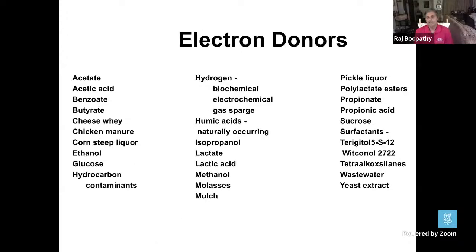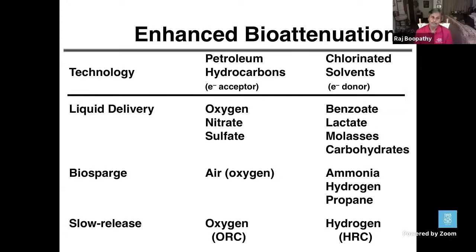So here is a variety of donors commonly used, anywhere from acetate to molasses to a lot of different compounds like cheese whey, chicken manure, corn steep liquor could be used. And then you can use some fine chemicals, depending on how expensive or how cheap you want to make your cleanup process. So there are a lot of electron donors commonly used to do the cleanup.